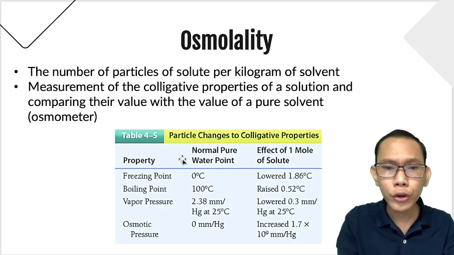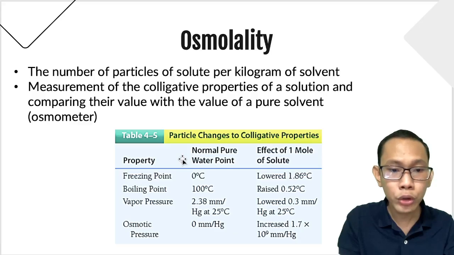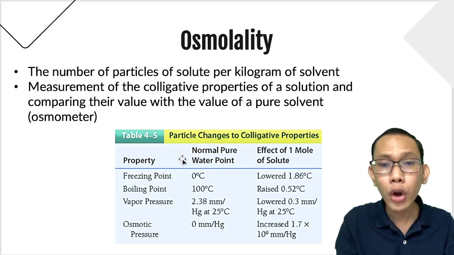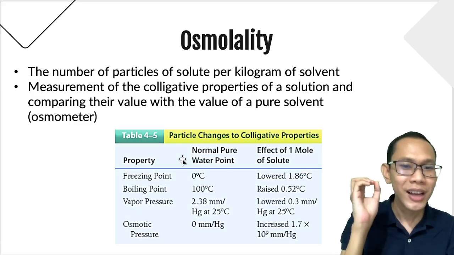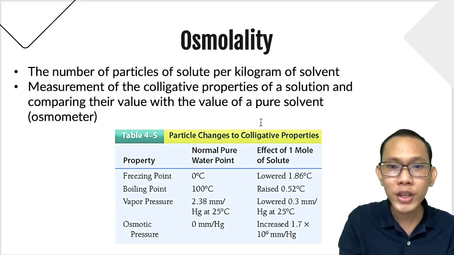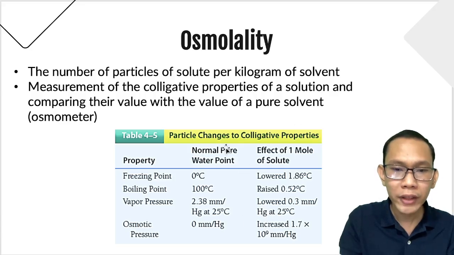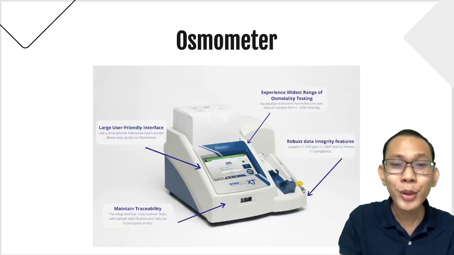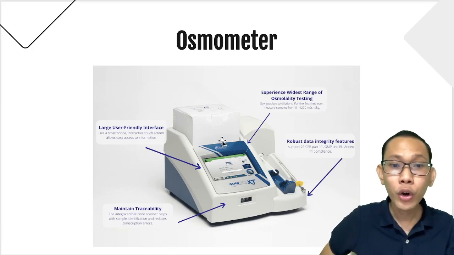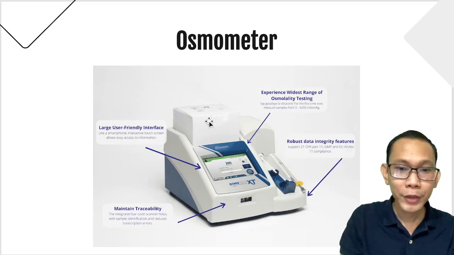Then to measure your osmolality in the urinalysis laboratory, it will now require your device, which we term your osmometer. Basically guys, ang ginagawa lang natin sa osmolality is that you just have to compare the changes sa ating colligative properties with the normal pure water point. And all of these changes will be detected by our osmometer. Ito na yung sinasabi natin na osmometer. Ito na yung device or gadget or machine that will detect our osmolality. Okay? As simple as that.